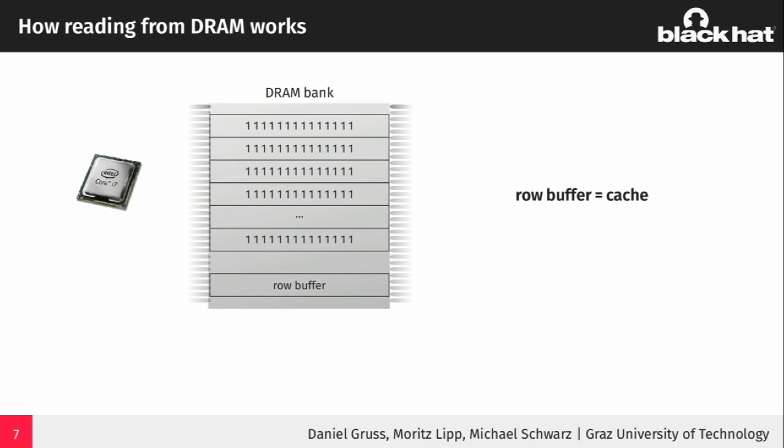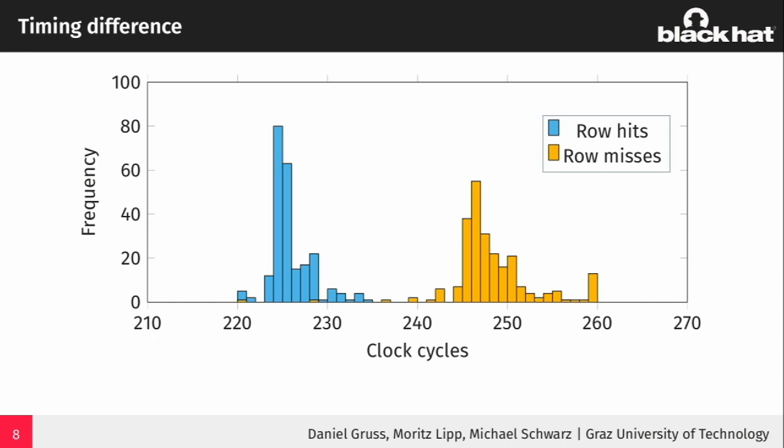And if you now have access to a high resolution timer, you can actually time how long it takes to load the address, and we can distinguish the cases where we have a row hit and a row conflict, as we can see on this plot. So we can easily find the threshold in between, which allows us to distinguish between row hits and row conflicts.